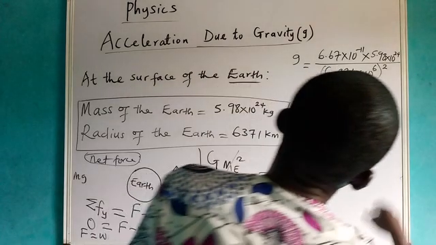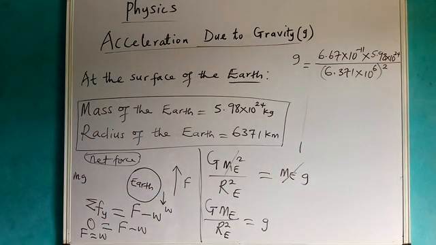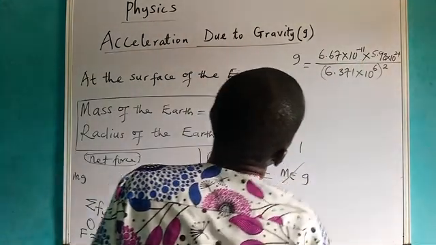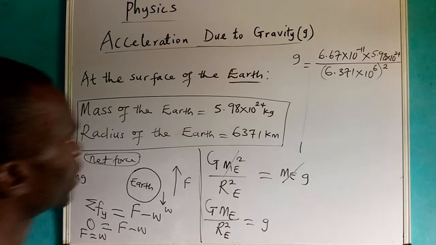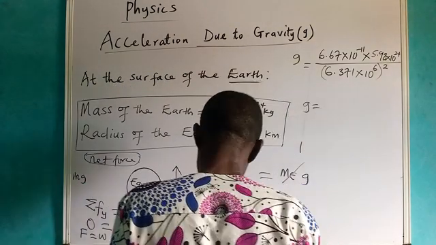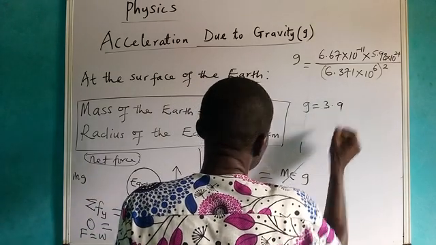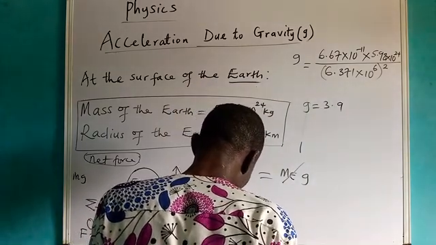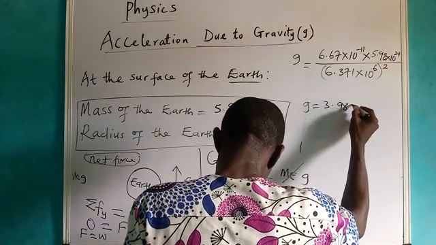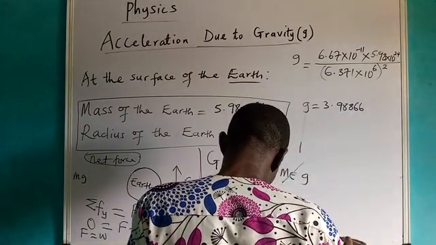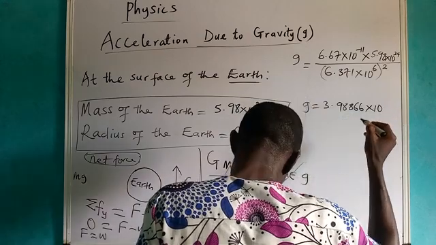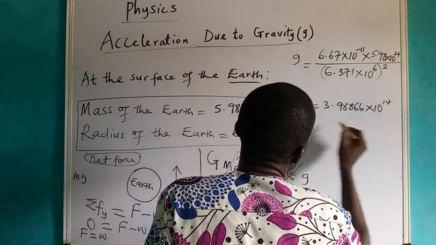Please don't forget this one is 24, and this one is minus 11. Yes, we are very much correct. Now, to multiply with our calculator, we have 3.9866 exponent 14.